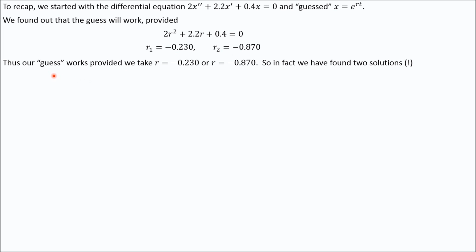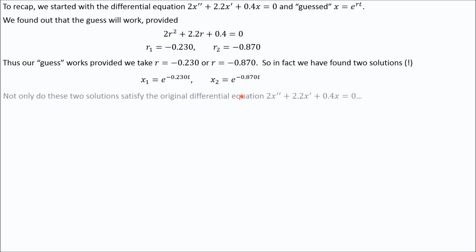So our guess works provided that we take r to be one of these two numbers that satisfies this equation. So we have two different solutions to our differential equation, e to the negative 0.23t and e to the negative 0.87t. They're both solutions, so I encourage you to check that if you plug either one of these solutions into this equation, you get 0 equals 0.